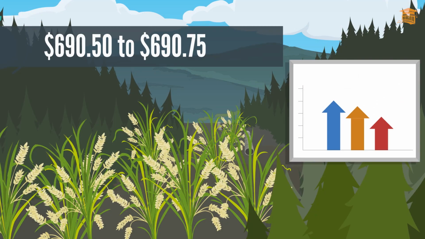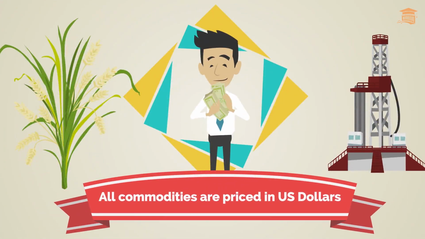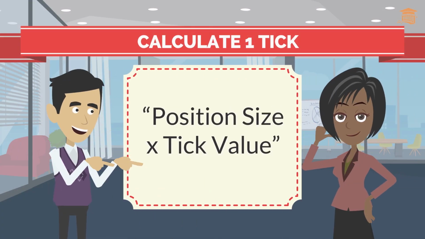Now, the most important thing to remember is that, for the time being, all commodities are priced in US dollars. So to calculate the value of a tick, we must simply multiply our position size by 1 tick. Let's take crude oil as an example.